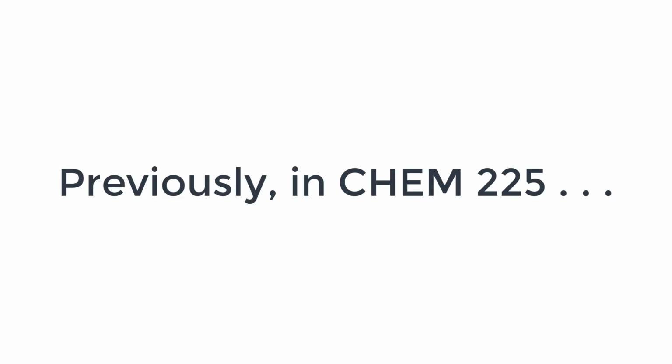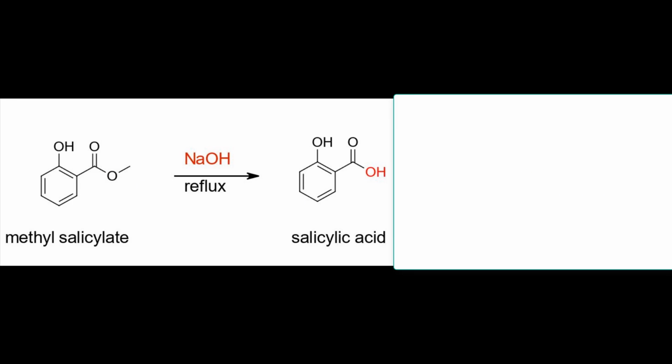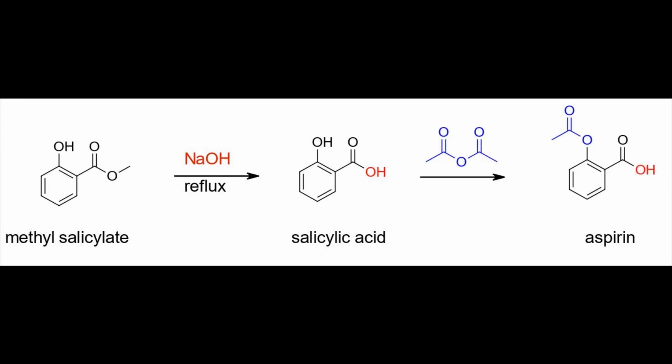Previously, on Chem 225. In the last experiment, you refluxed sodium hydroxide with methyl salicylate to create salicylic acid. In this week's lab, you will be reacting salicylic acid with acetic anhydride to form aspirin. The phenol group of salicylic acid will become an ester, and you will see in aspirin there is a carboxylic acid group as well as an ester.